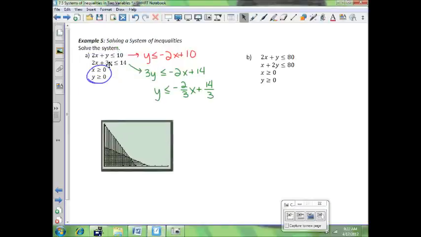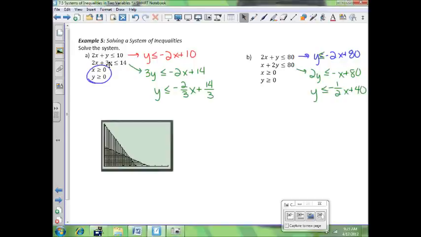Now doing the same thing for b. Again, we'll have to solve this top equation for y, so y is negative 2x plus 80. And then the second equation, again, we'll have to solve it for y, so 2y should be less than or equal to negative x plus 80, which means y will be less than or equal to negative 1/2 x plus 40.